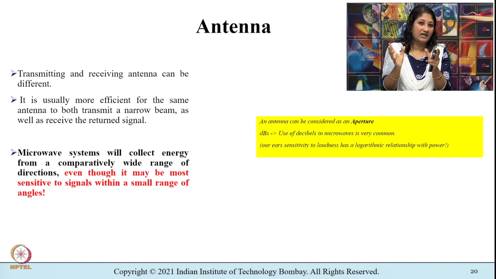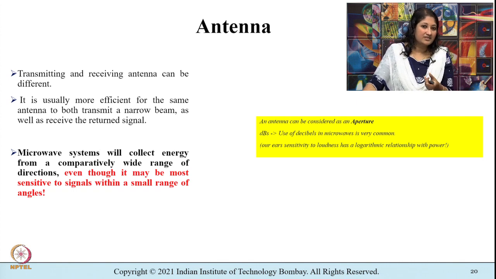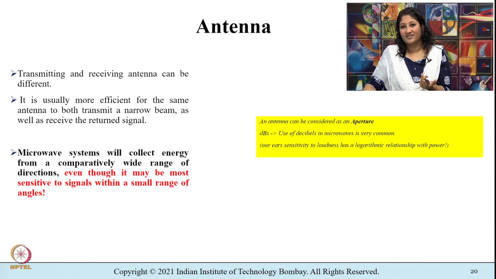So similar to that, in microwave remote sensing, an antenna on a spacecraft or an aircraft can be considered as an aperture, synthetic aperture radar, okay, aperture. So an antenna on board a spacecraft or an aircraft can be considered as an aperture, I'm reiterating. And the use of decibels in microwaves is very common. Just a fact for us: our ear sensitivity to loudness has a logarithmic relationship with power.